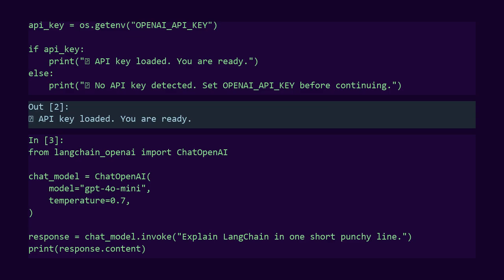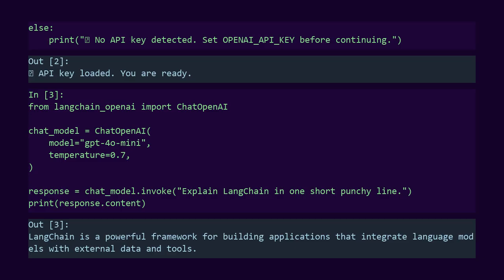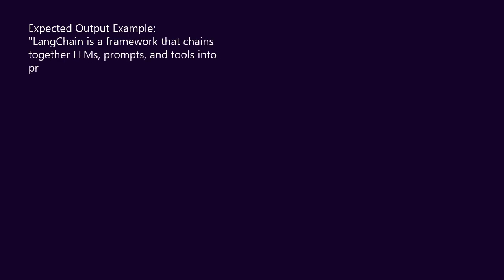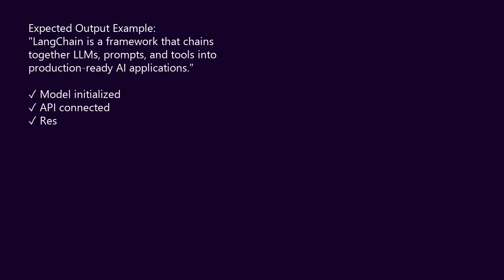Then, we invoke the model with a simple message. The model returns a response object. We print the content property to see the actual generated text. Run this cell now. You should see a response from GPT-4 right below the previous cell. Something like, LangChain is a framework for building LLM-powered applications. If it works, congratulations. You just made your first successful API call through LangChain.